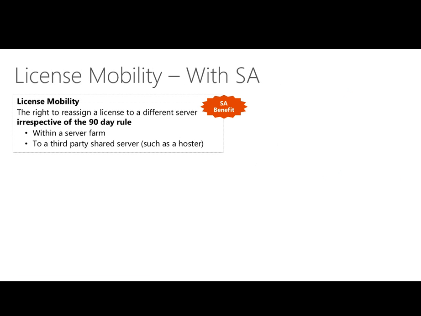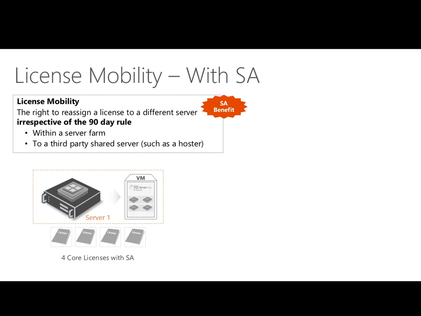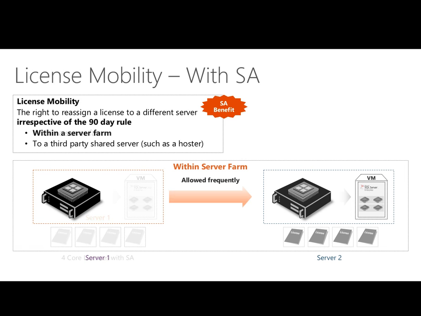Now with license mobility, we've just discussed this. The first part, we have the active passive. You need to have software assurance, and you can reassign the license even more than 90 days as long as you have software assurance. And another benefit of software assurance is you can reassign the license on a different server as long as they have the same specification.